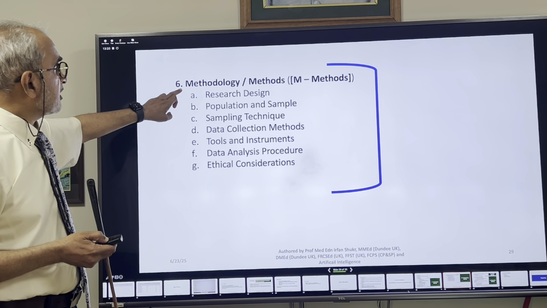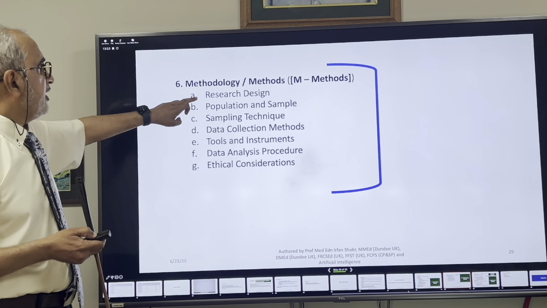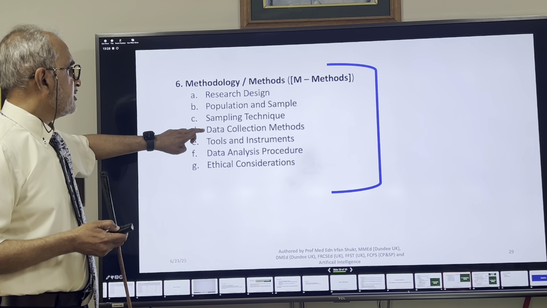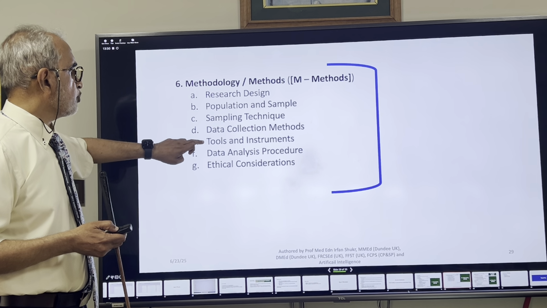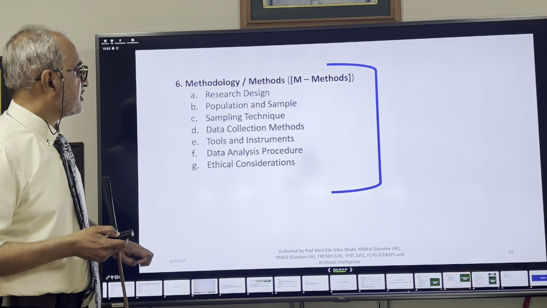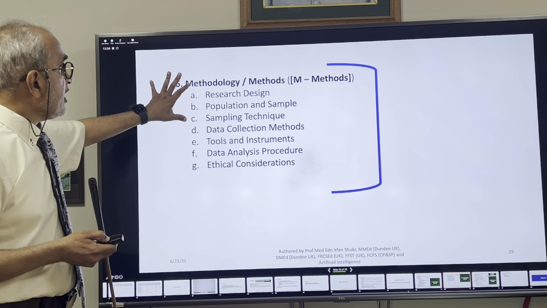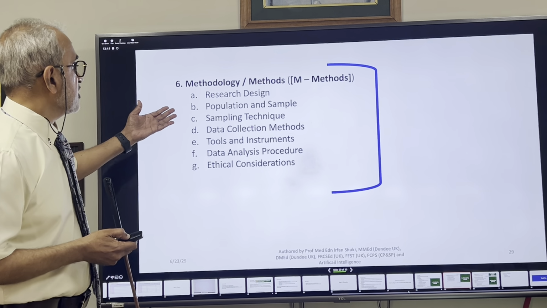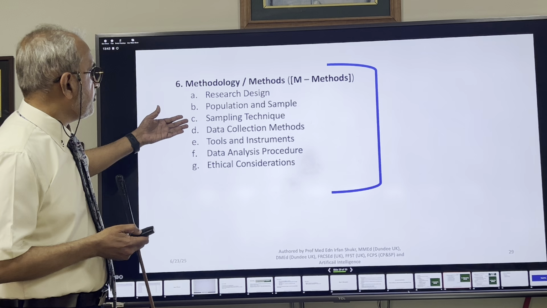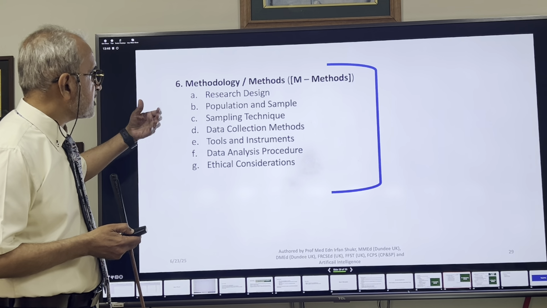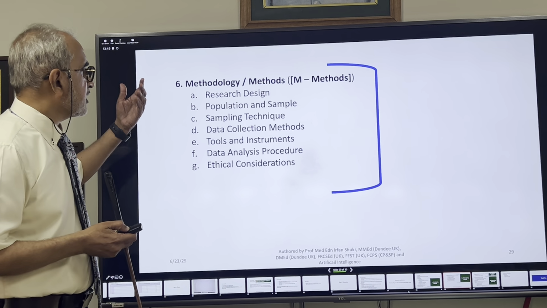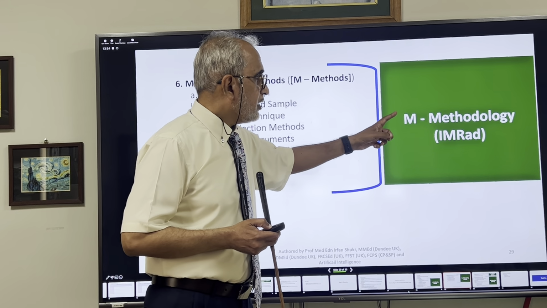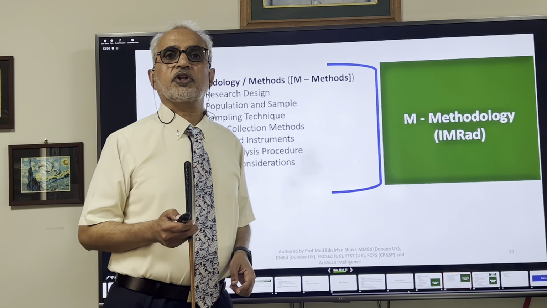Then there is a heading on methodology or methods, in which there is a research design, population and sample, sampling technique, data collection method, tools and instruments, data analysis procedure, and ethical consideration. Each one of them I am going to explain in my future videos: what is research design, what is the meaning of population, sample, sampling technique, data collection method, tools and instruments, data analysis procedure, ethical procedure. This all correlates with the M of IMRaD, which means methodology.